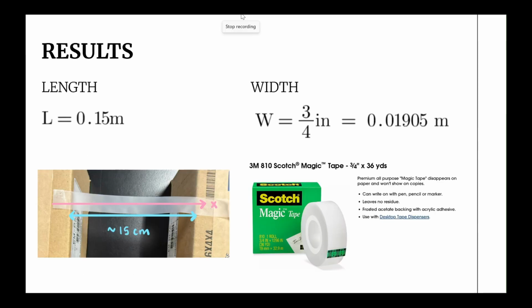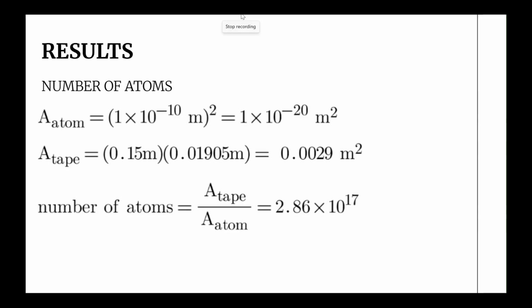The length of the tape was 15 centimeters, or 0.15 meters, and the width was 3/4 inches, or 0.01905 meters. The number of atoms is the area of the tape divided by the area of an atom. The area of the tape is 0.0029 meters squared, and the area of an atom is 1 times 10 to the negative 20th meter squared, so the number of atoms is 2.86 times 10 to the 17th.